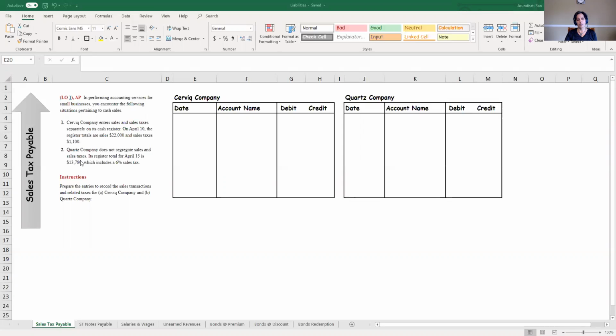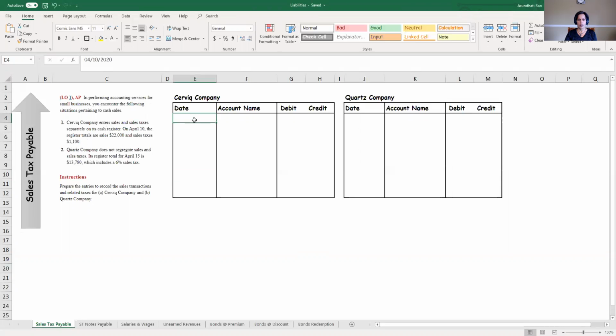So let's take a look at two companies that do collect sales tax, and we will see how they do the accounting. The first example they've told us is Civic Company enters sales and sales tax separately in its cash registers. That's the right way to do it. On April 10th, the register totals sales of $22,000 and sales tax of $1,100.